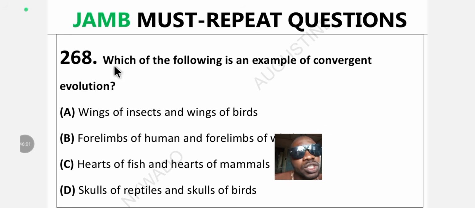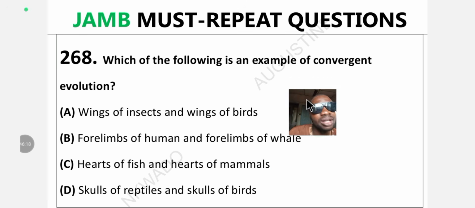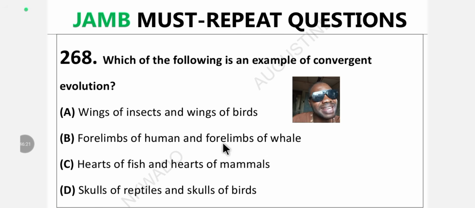JAMB must-repeat question 268. Which of the following is an example of convergent evolution? I tell you, JAMB sets the same question, one of the most repeated questions from evolution. A, wings of insect and wings of bird? B, forelimbs of humans and forelimbs of whale? C, hearts of fish and hearts of mammals? D, skull of reptiles and skull of bird? What's the answer? Drop the answer in the comment section.